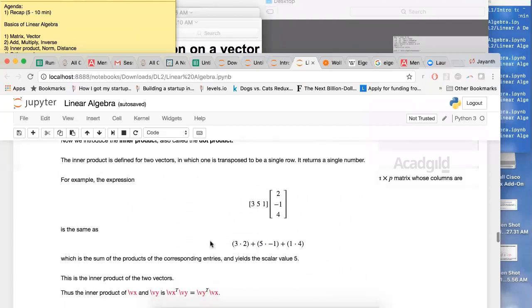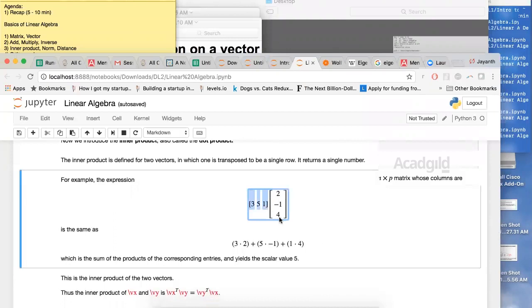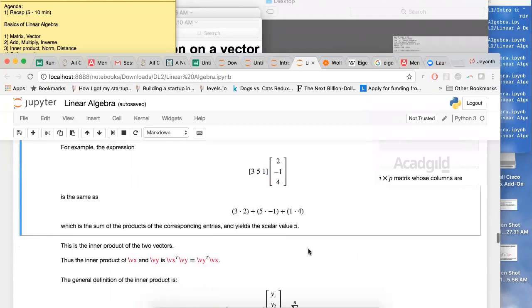Now we have two vectors, 3, 5, 1 and 2, minus 1, 4. The sum of the products is nothing but take the first, 3 into 2, 5 into minus 1, plus 1 into 4, and that yields a scalar value of 5. This is the inner product of the two vectors.